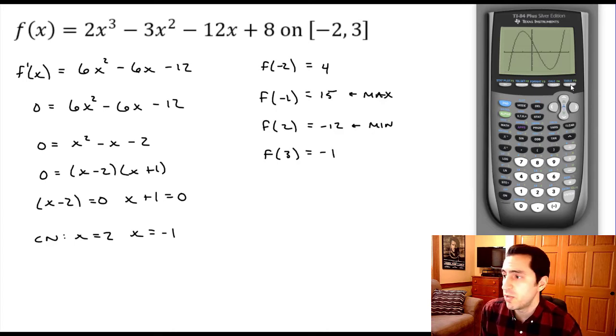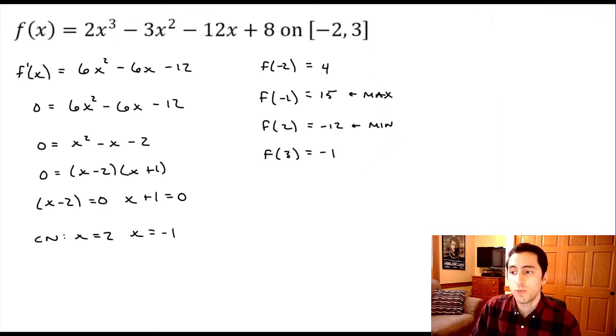And now if we take a look at our graph, we should see that we have our maximum and our minimum values. So at -1, here's the absolute maximum, and at +2, here's our absolute minimum. Now, this polynomial does continue on forever in both directions, but because we are restricting it to just specifically this interval, we can identify the absolute max and the absolute min.